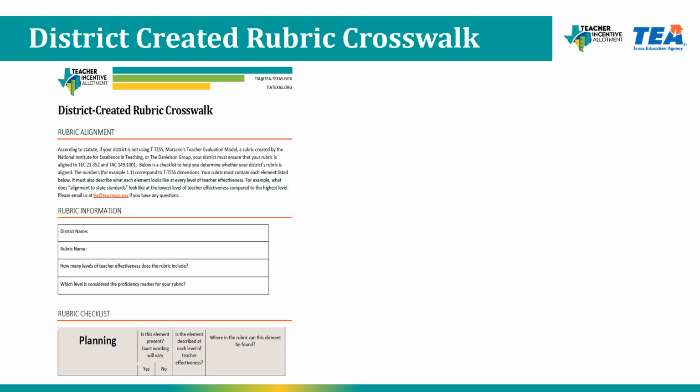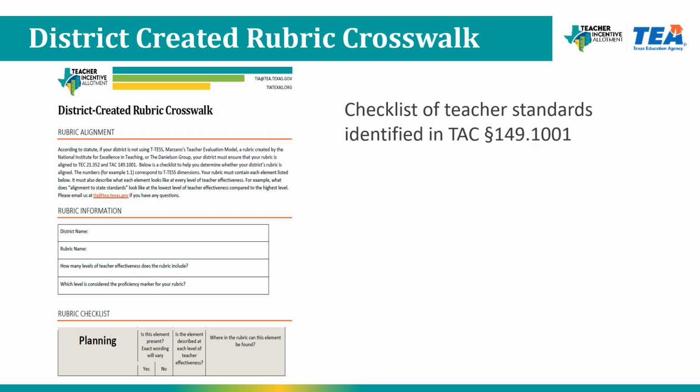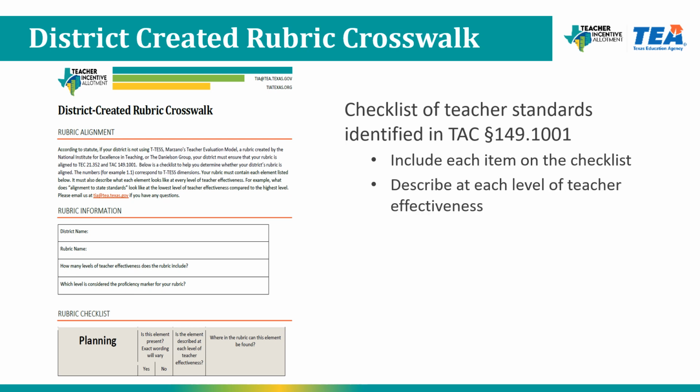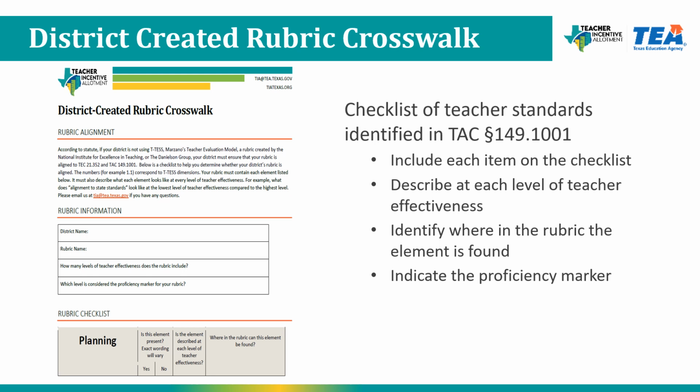Districts who use their own rubric must include the district-created rubric crosswalk as part of their application. The document is a checklist to help identify if each element of the Texas teacher standards is included in the district rubric, if the element is described at each level of teacher effectiveness, and the location within the district-created rubric. Districts will also indicate the proficiency marker within this document. The district-created rubric crosswalk can be found on the TIA website and also as part of the resources for this session.